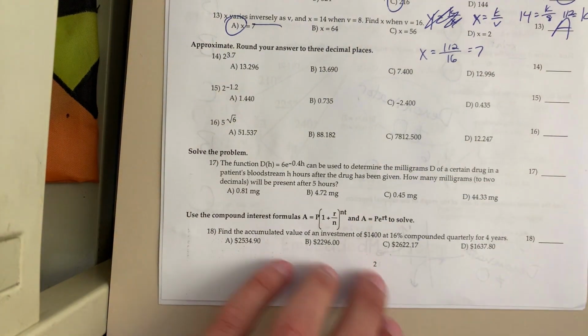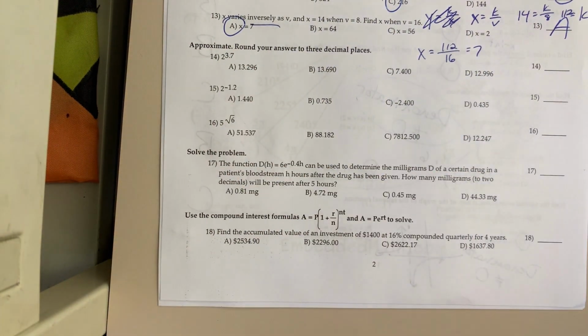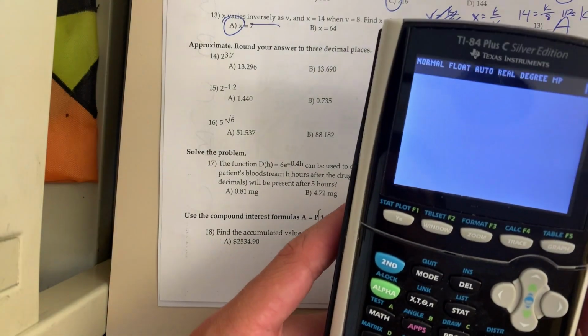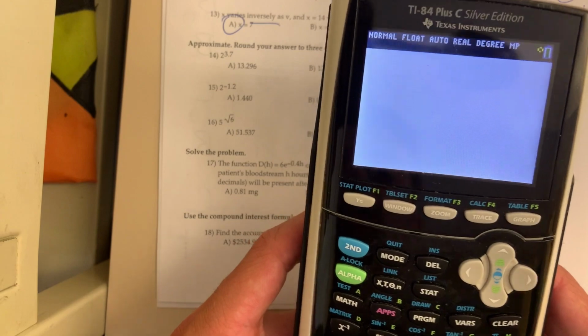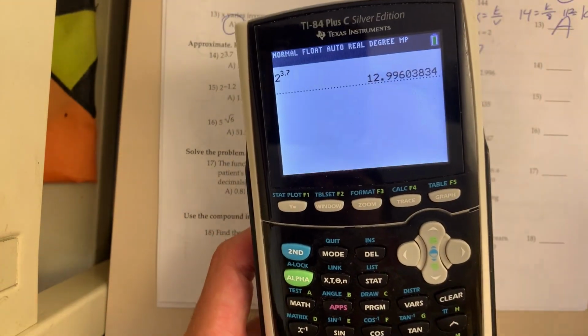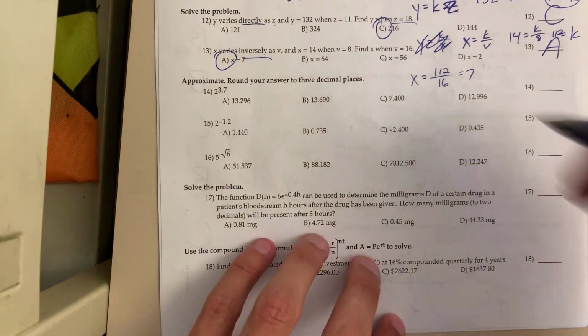It says approximate, but you have your calculators, right? So no purpose in, it's good to be able to estimate in your head, but again, these should be easy ones to get right in the calculator. So about 12.99 for that one. Letter D.